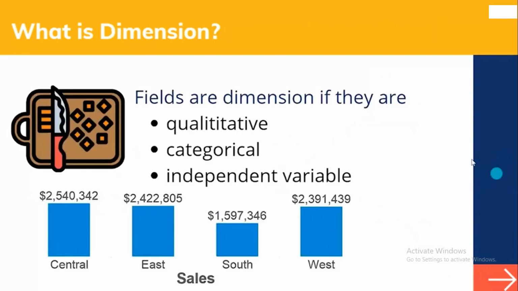So first of all, we will try to understand what a dimension is. Dimension, as in this picture which I have shown you, actually takes up the form of slicing and dicing. Okay, so the dimension is simply what you call slice and dice. Why is it called slice and dice? We will try to understand that. Okay, so now what is a dimension?